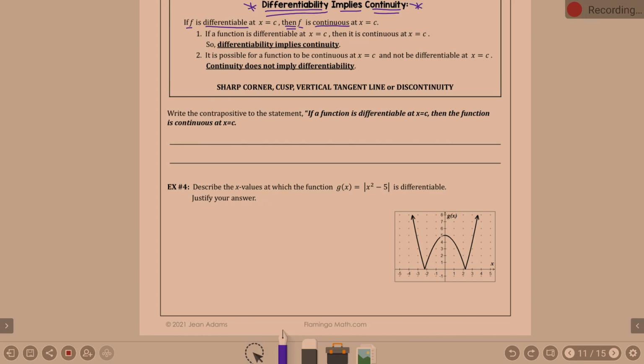On the flip side of that, continuity does not imply differentiability. So if I say, oh, it's continuous, you do not get to say, oh, so it's differentiable? No. So it works one way, but not the other way. And this one has to do with sharp corners, cusps, vertical tangent lines, discontinuities. Just look at those, like sharp corners and cusps. They can still be continuous, but that doesn't mean it's differentiable.